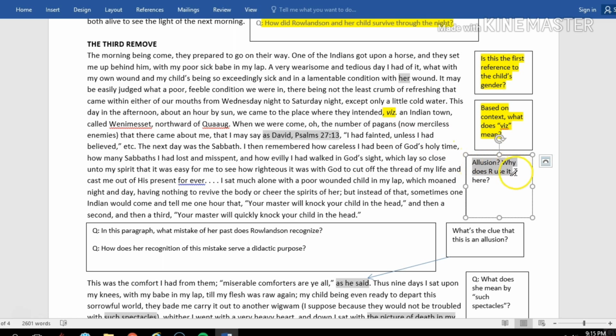Allusion. Why does Rowlandson use it in this particular location? And here is the allusion, Psalms 27:13. In this paragraph, what mistake of her past does Rowlandson recognize? And how does her recognition of this mistake serve a didactic purpose? Okay.